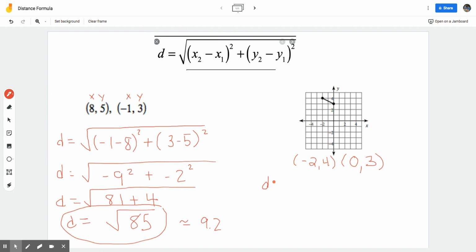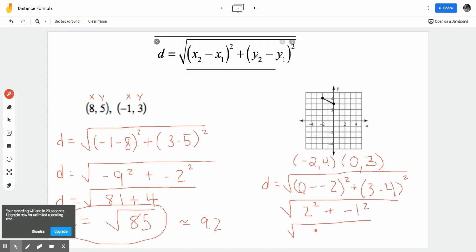And so we have D equals, and then I have my X values, so 0 minus -2, and then that's going to be squared, plus 3 minus 4 squared. So I'm doing the same thing. Now I'm actually going to do what's in the parentheses, so that's going to be 0 minus -2, which when we do that, we get +2. So I'm going to say 2 squared. Plus, and then I have 3 minus 4, which is -1, so that's going to be -1 squared.